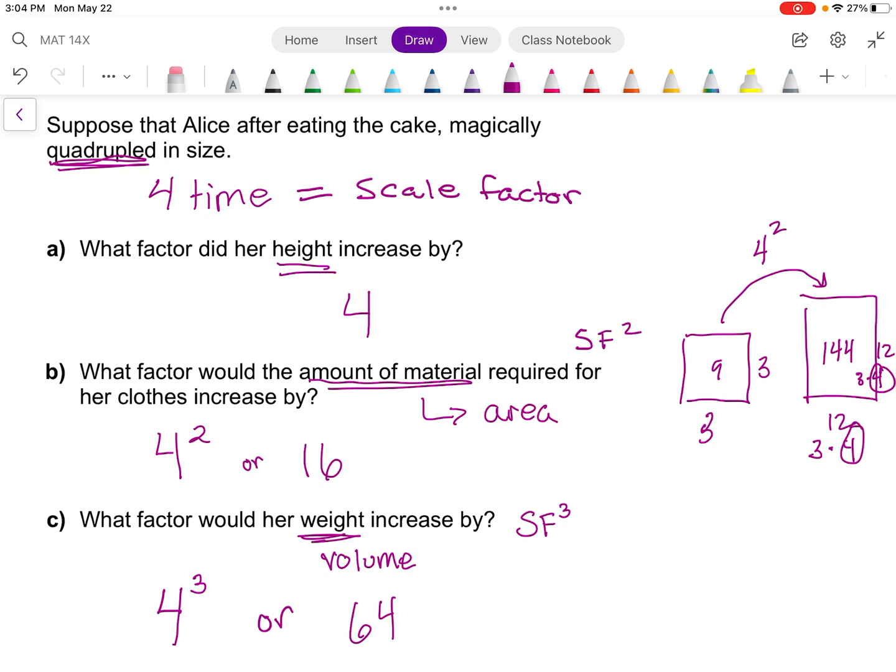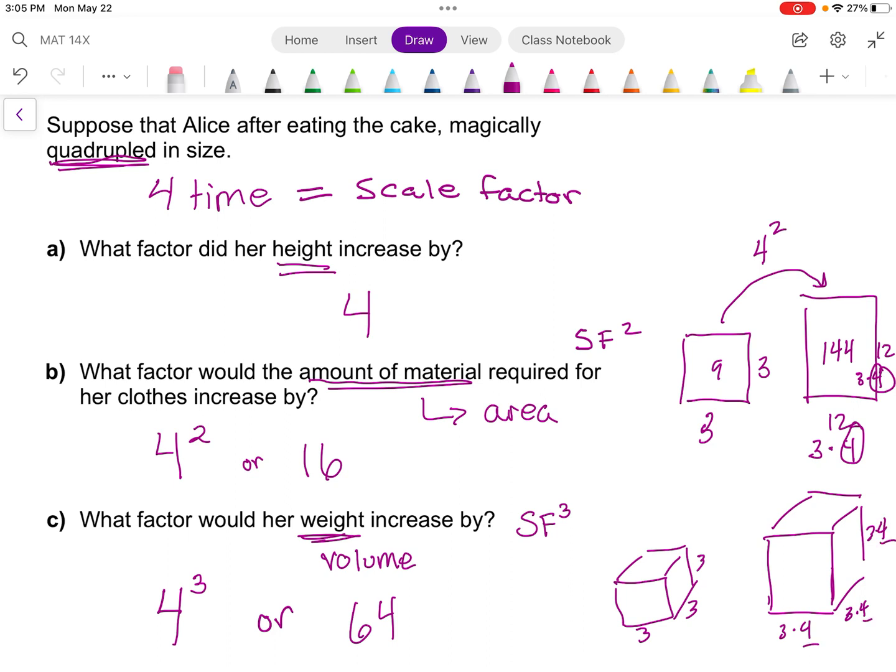And just like with the area, that should make sense, thinking back to that cube. If we add a third dimension and blow it up even bigger, each of those new dimensions would be 3 times 4, 3 times 4, 3 times 4. So 4 cubed is that new scale factor. So that's the general idea of how scaling laws work. Now let's use them within a context that involves a little bit of percents.